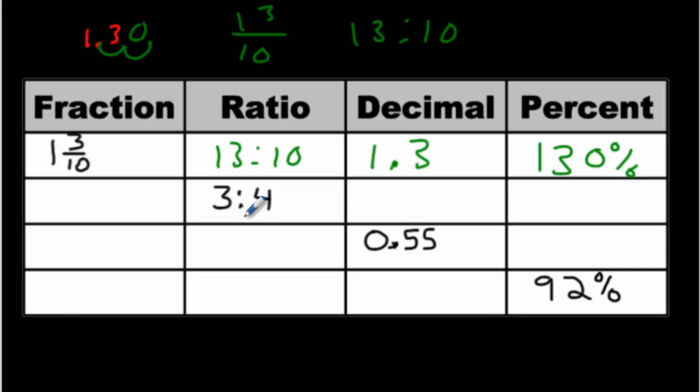What about turning question 2 now? We have a ratio. We've got to turn it to a fraction. That's easy, right? You just take your ratio, 3 over 4. That's my fraction. It's done. Okay. Decimal form.